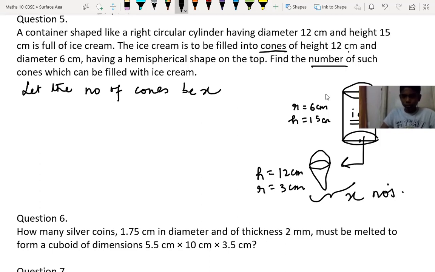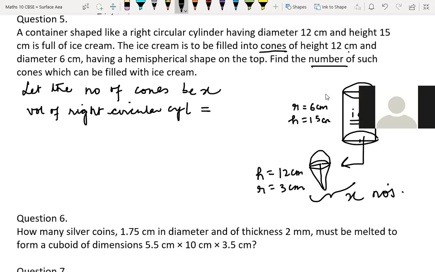Now this height is given, 12 centimeters, children. Cone height is how much? 12 centimeters. Only the cone height is 12, and radius is 3, and the hemispherical part. It means that we can write here: volume of right circular cylinder is equal to what can we write, children? Volume of cones plus volume of hemisphere. Can we write like this?